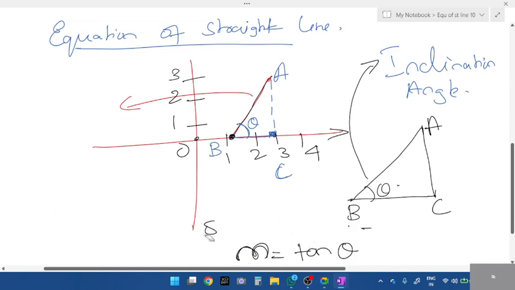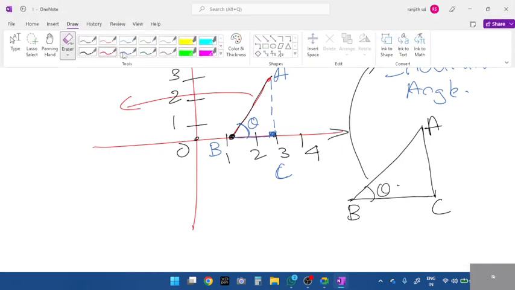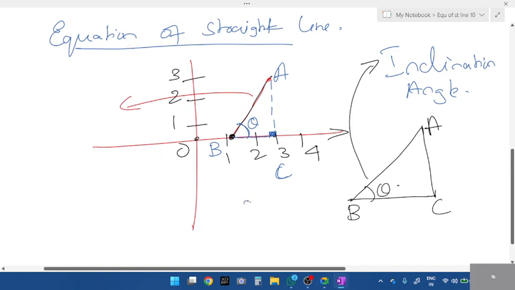Respond. Now, how do you find theta, students? If theta is given, fine. If theta is given, we directly use it. For example, theta is 30 degrees. That is the inclination. Okay, theta is 30. Why do we study this concept?